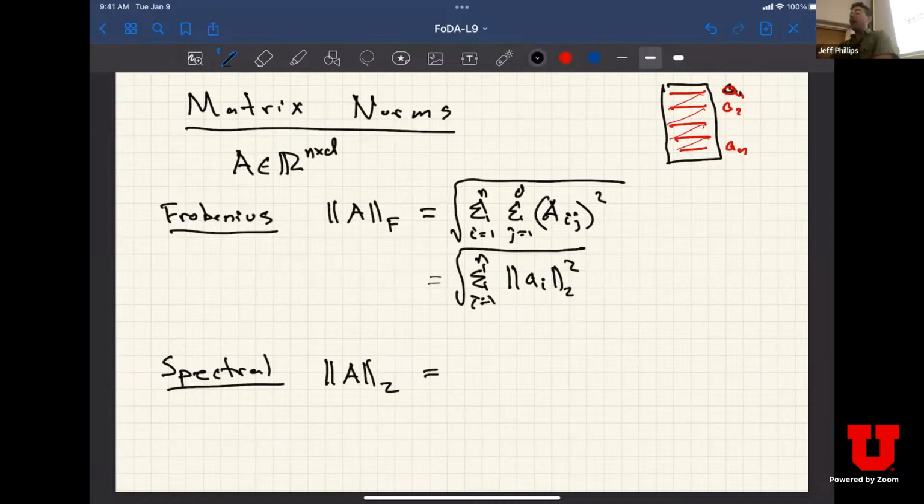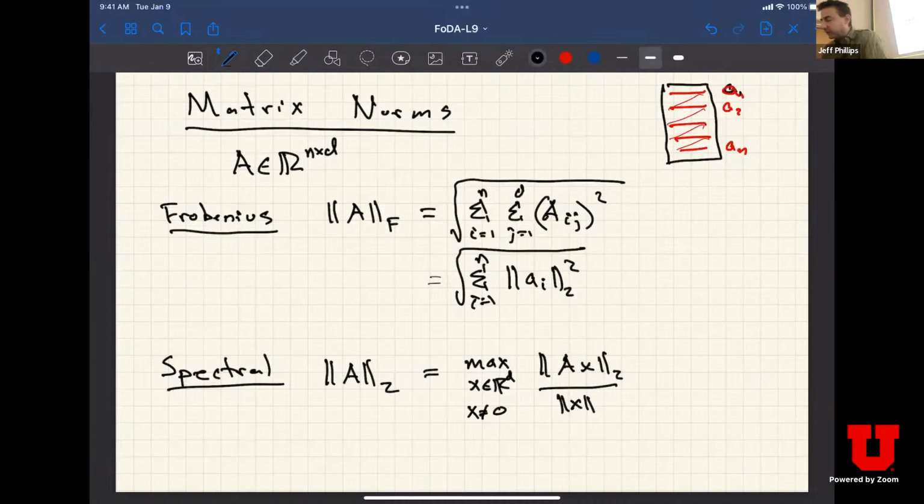And this definition, without using eigenvalue language, is a little bit less intuitive, but it's written as the max over x in R^d such that x is not equal to the all zeros vector. So I can't have the all zeros vector, and then it's the 2 norm of A times x divided by the 2 norm of x. So this is a little bit trickier to think about.